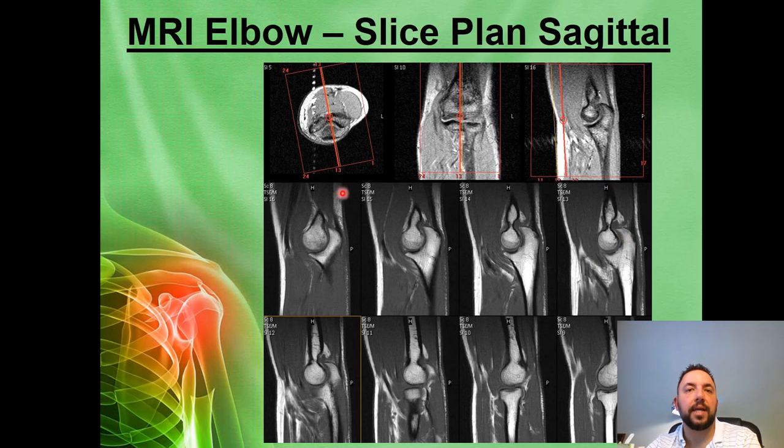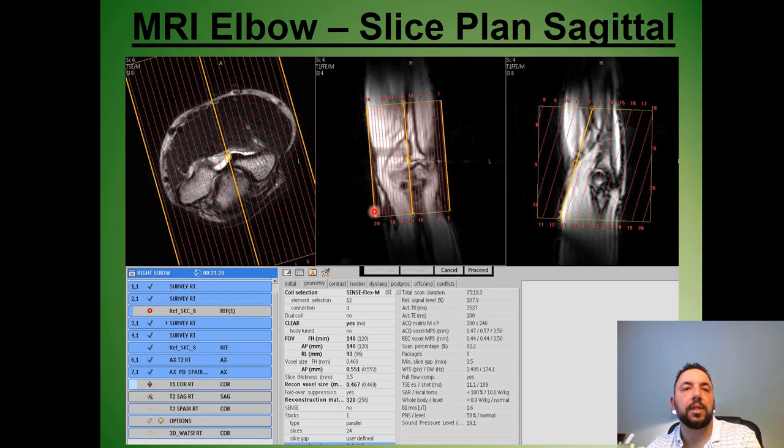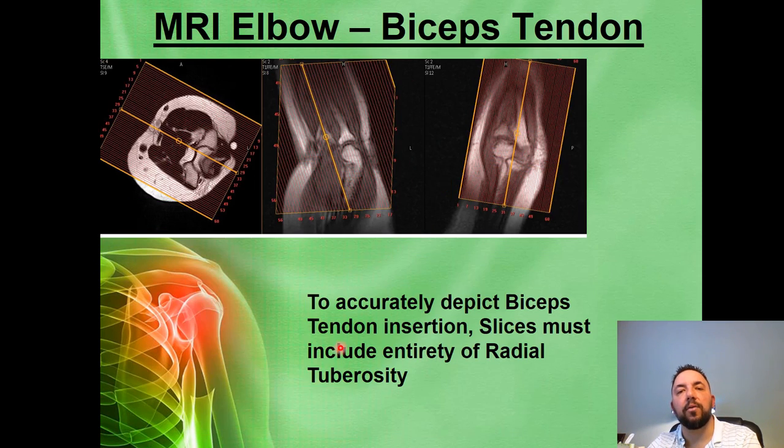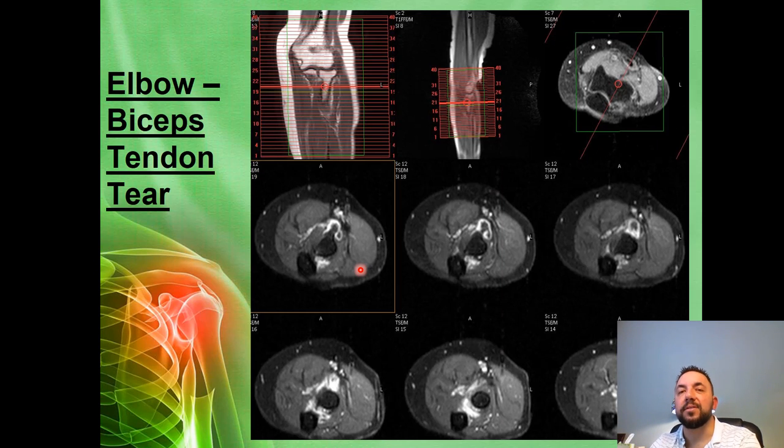So slice plane on our sagittal is going to be perpendicular to the plane of the medial and the lateral condyle. So again, sagittal is going to be perpendicular to the condyles. For biceps tendon, our coverage has to be increased so that we're going through the entirety of the radial tuberosity. So our field of view is increased, our axial slices are increased, possibly even adding additional sagittal sequences to cover the entirety of the radial tuberosity.